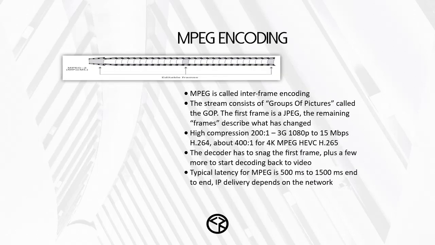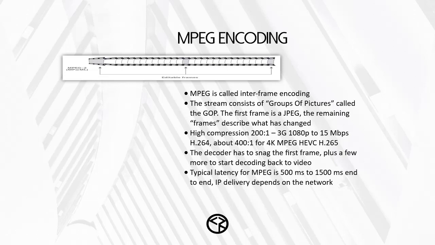MPEG was created to have very high compression to simplify video distribution over RF and IP, while having excellent quality with high compression. So the original ones were MPEG 2, then MPEG 4 came out, and now we have H.264, which is just a bit more advanced version of MPEG 4.